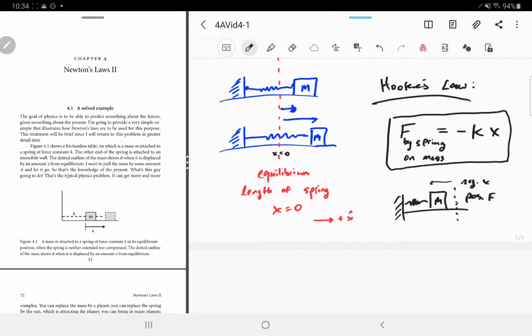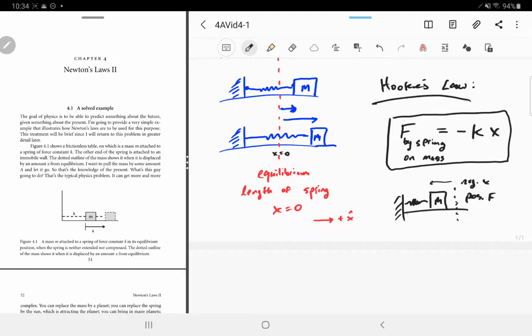Okay. So this works regardless of what you call the x direction, right? We could have called the x direction this way, to the left. But the convention is that we call the positive x direction the direction where the spring is stretching. Right? So that actually wouldn't affect the formula, but that's just the convention here.